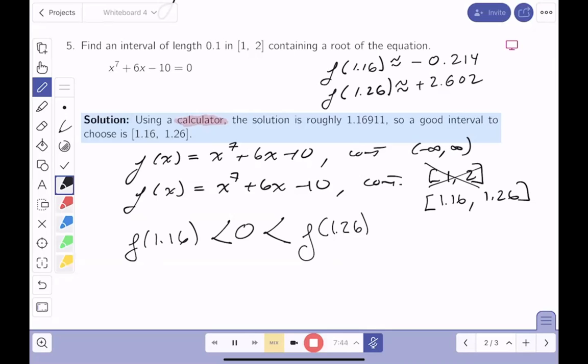And that's what they want me to do, right? So I found an interval. What do I now know? I know there's a C on the open interval between 1.16 and 1.26, such that f of C is equal to 0. I found a root. Okay, let's go to number 6.